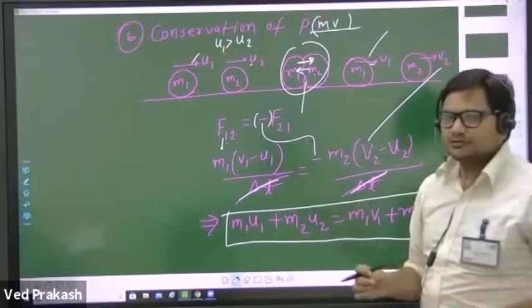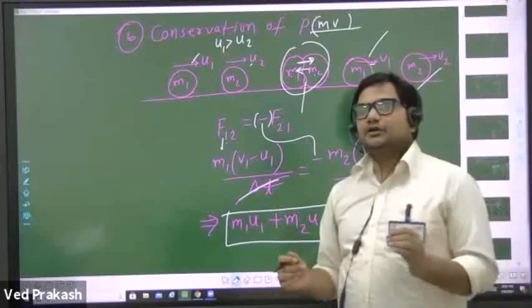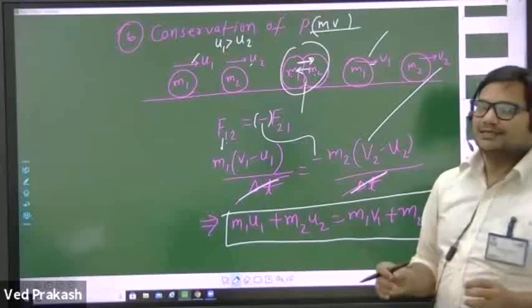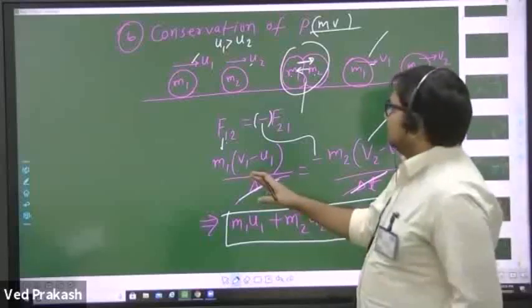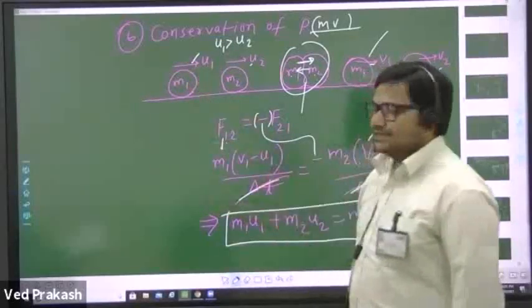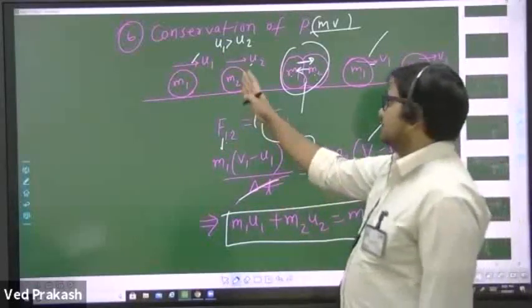Today we are going to learn conservation of linear momentum and we will also solve numericals based on Newton's law of motion. In previous lectures, we have already completed the three laws of motion and also learned about force and its effect. So let's start.